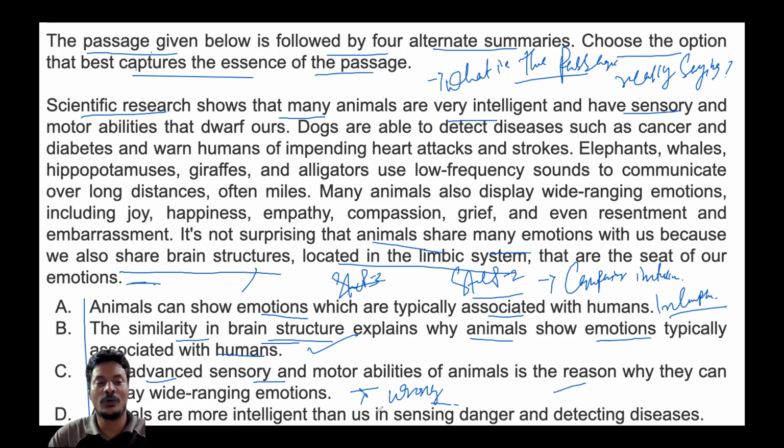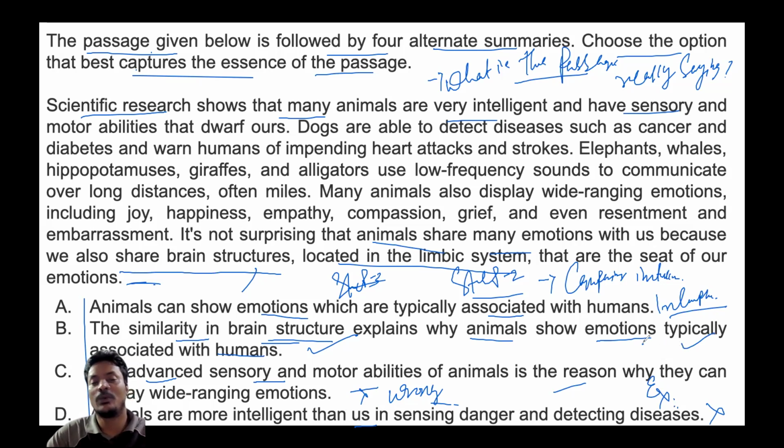And option four, which states animals are more intelligent than us in sensing danger and detecting disease, is not the topic at all. It is not relevant to the topic. This is just one example, not the main point. So of all these four options, option B is the correct one, and the other three are wrong because of the reasons pointed out.